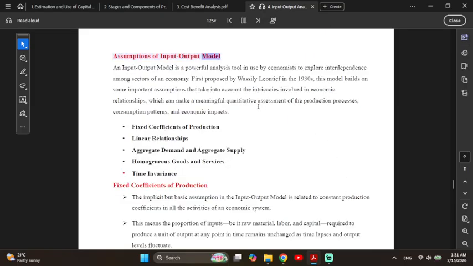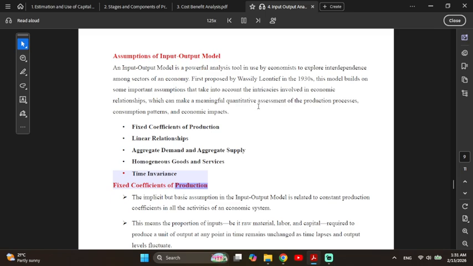Assumptions of input-output model. An input-output model is a powerful analysis tool in use by economists to explore interdependence among sectors of an economy. First proposed by Vasily Leontief in the 1930s, this model builds on some important assumptions that take into account the intricacies involved in economic relationships, which can make a meaningful quantitative assessment of the production processes, consumption patterns, and economic impacts. Fixed coefficients of production. Linear relationships. Aggregate demand and aggregate supply. Homogeneous goods and services. Time invariance.